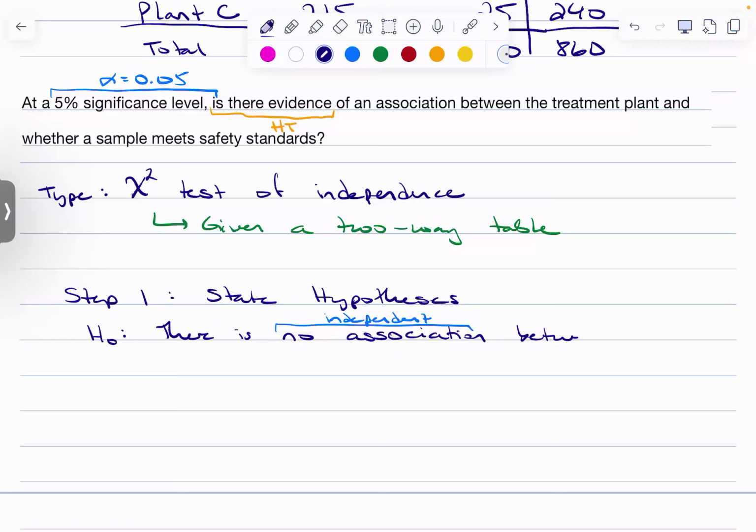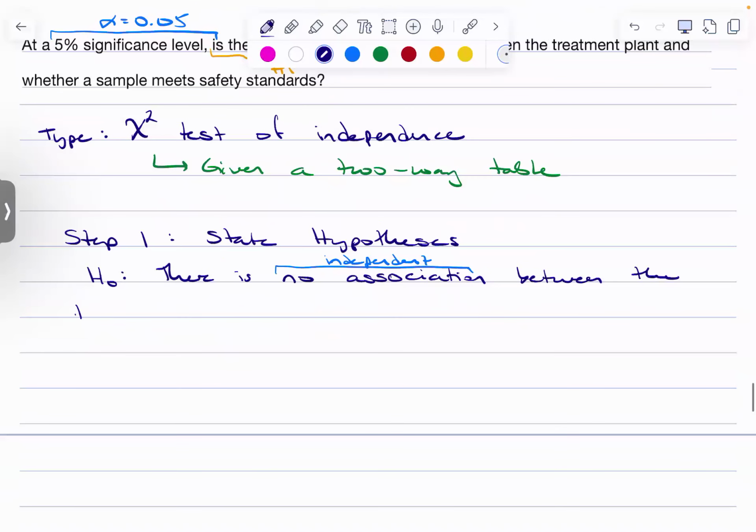Between the treatment plant and whether a sample meets safety standards.